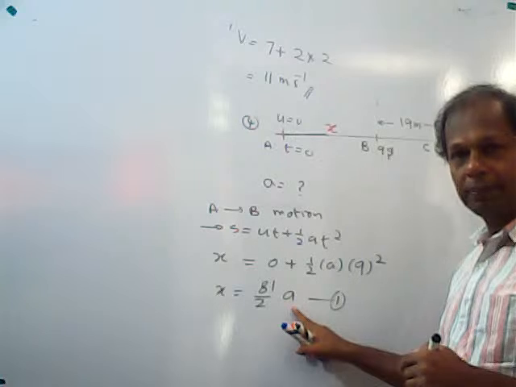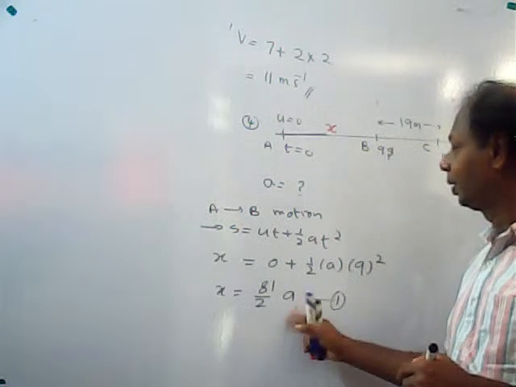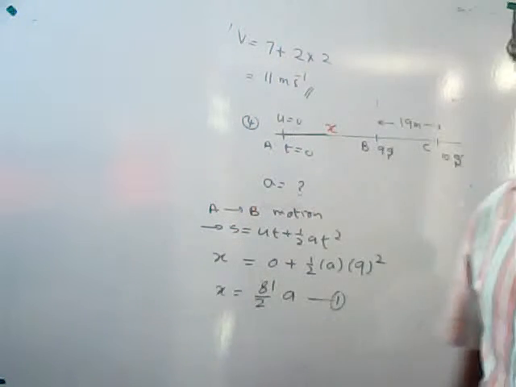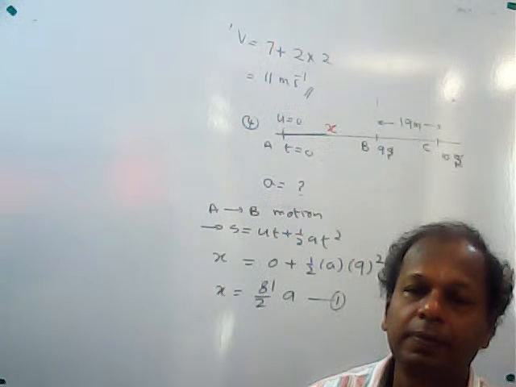You need another. How to get another equation? Because there are two unknowns, you need to solve two simultaneous equations. You need at least one more equation. How to get the other equation?